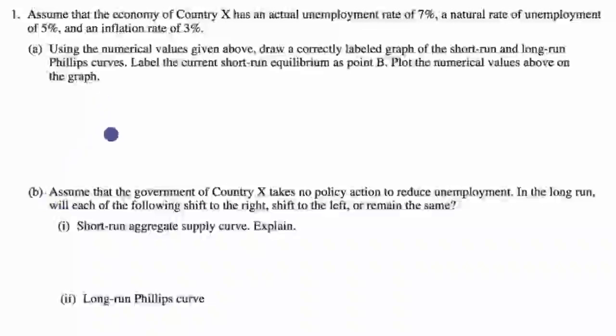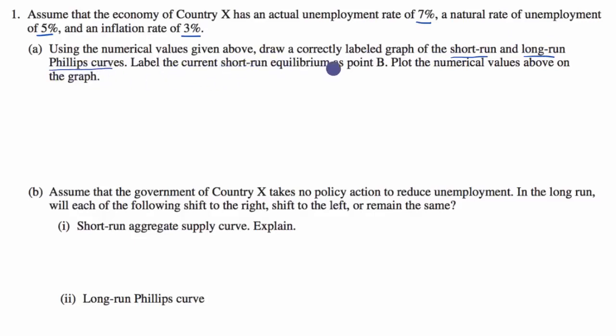In this video, I want to tackle an entire AP macroeconomics free response exercise with you. Assume that the economy of country X has an actual unemployment rate of 7%, a natural rate of unemployment of 5%, and an inflation rate of 3%. Using the numerical values given above, draw a correctly labeled graph of the short run and long run Phillips curves.